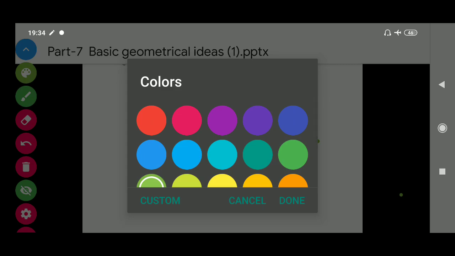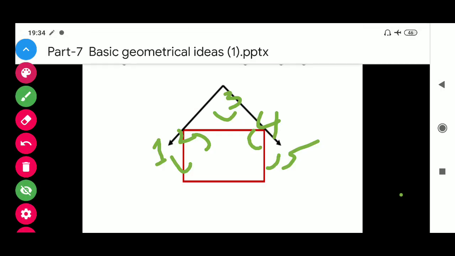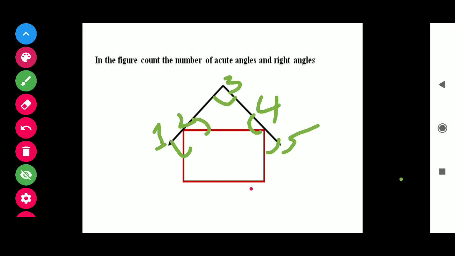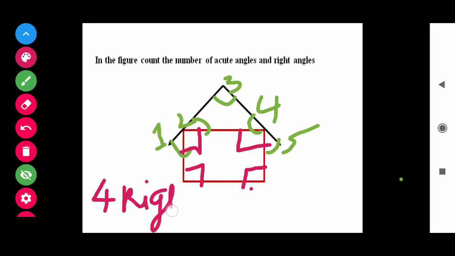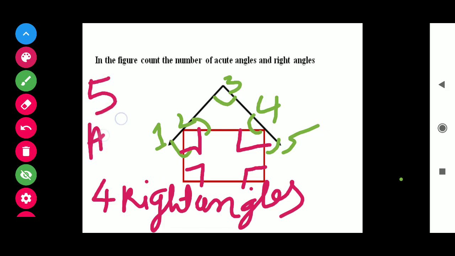Now I will use another color so you can easily understand the right angle. These all are right angles. So 4 right angles are given over here. And 5 acute angles are given over here.